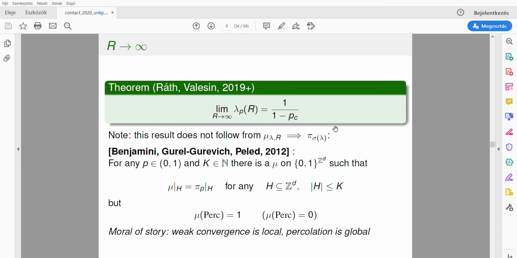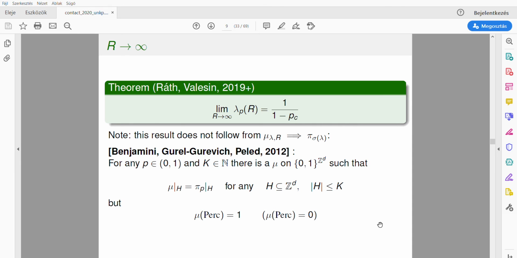And the message here, the moral of the story, let me say the moral of the story immediately: weak convergence is a local property, but percolation is a global property. Weak convergence is phrased in terms of the joint distribution of finitely many sites, let's say 100, but in order to even define or talk about the percolation event, you have to talk about the occupancy of many sites, infinitely many sites.